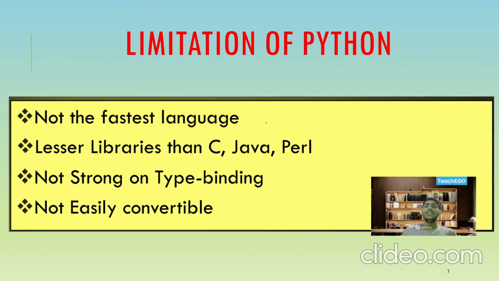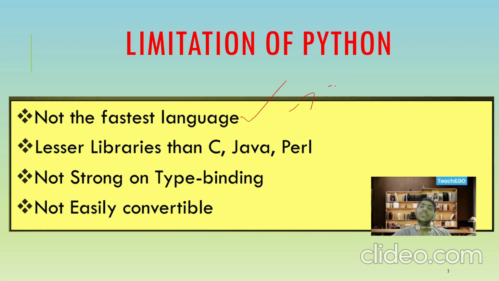Clear? Then, as you know, every object has some limitation, meaning some advantages as well as disadvantages. Same thing, Python also has some limitations. It is not the fastest language. Why is it not the fastest language? Because it is an interpreted language. Interpreted means an interpreter is there to execute the code.